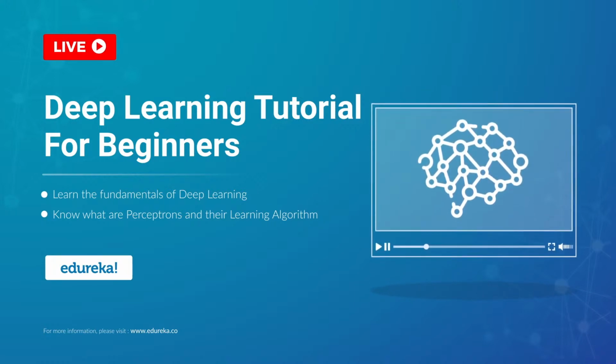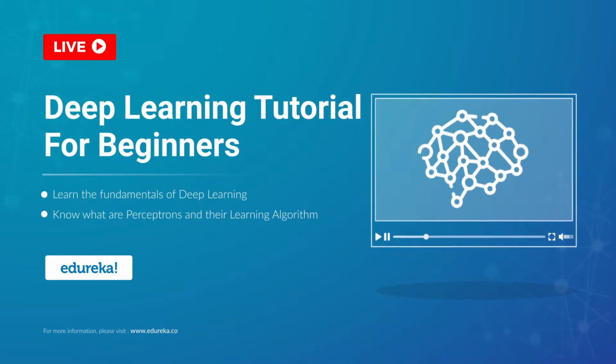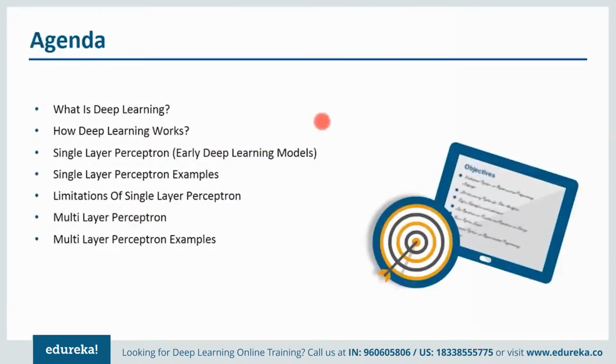So let us move forward and have a look at the agenda for today. This is the agenda for today, guys. We'll understand what exactly is deep learning and how it works. We'll look at the motivation behind deep learning and how it actually evolved. Then we'll focus on single layer perceptron, which are nothing but the early deep learning models. We'll also look at various examples of single layer perceptron. And guys, when I talk about perceptron, these are nothing but the artificial neurons. And what are neurons? Neurons are your brain cells.